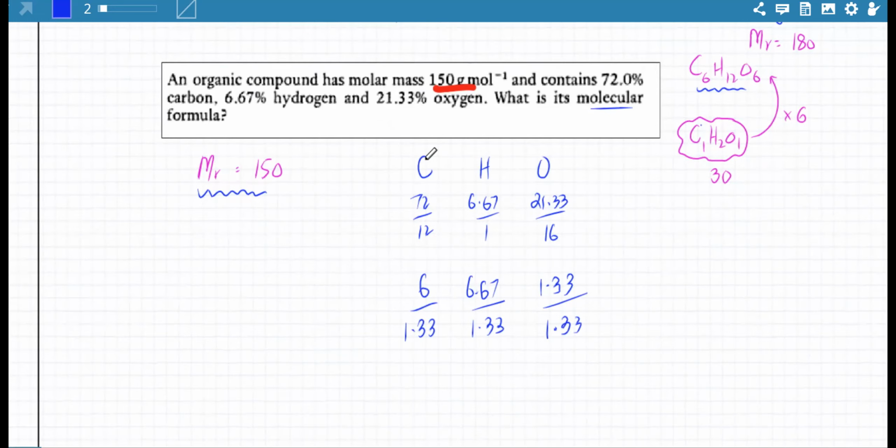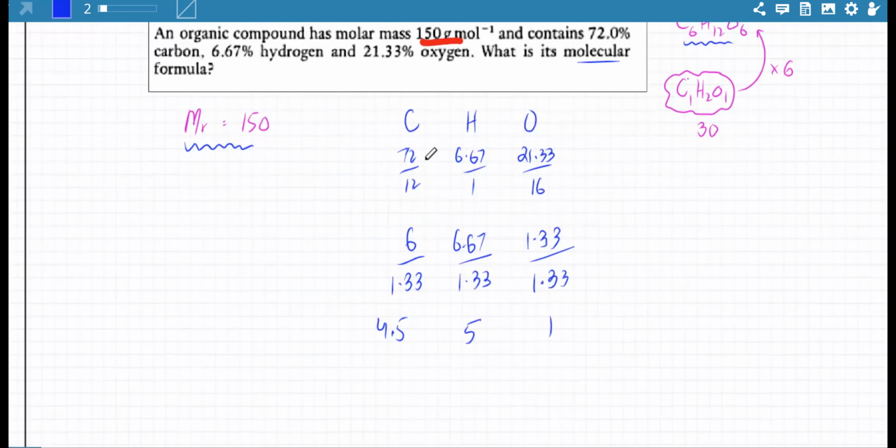Hydrogen is 5. Okay, this comes out to be 5. And carbon is 4.5. So you're getting 4.5 again. So that means think of a number and multiply it by that number. What's that number? Well, everything should be multiplied by 2. Okay, it's going to be 2. So this would become 9, this would become 10, and this would become 2. So the formula that we are getting is C9, and H is 10, and O is 1. Now that's the simplest ratio.